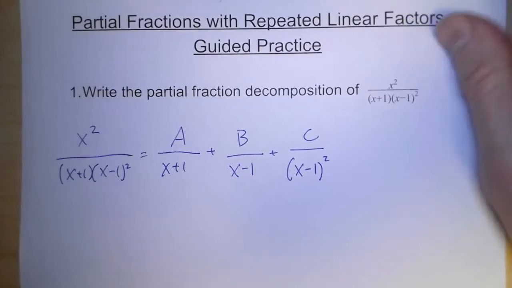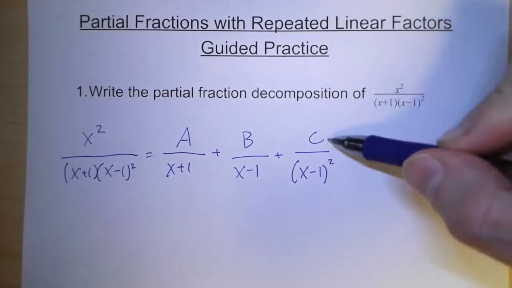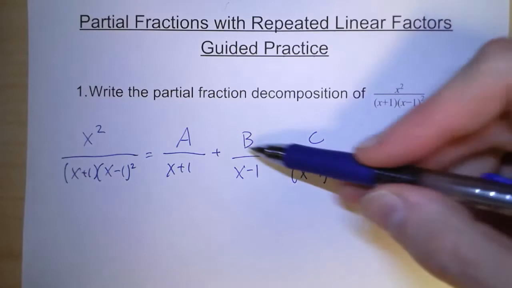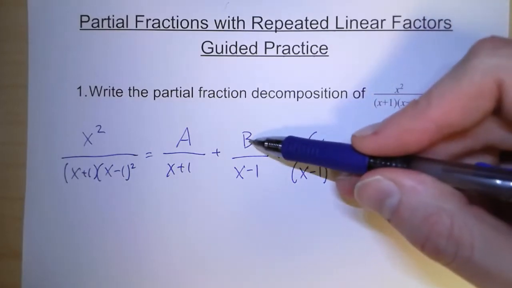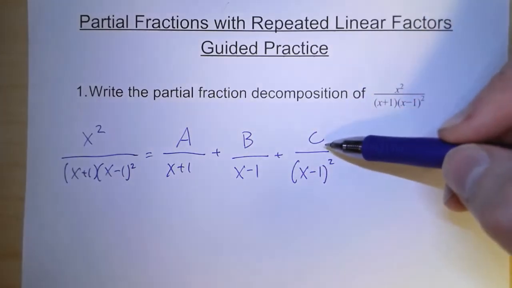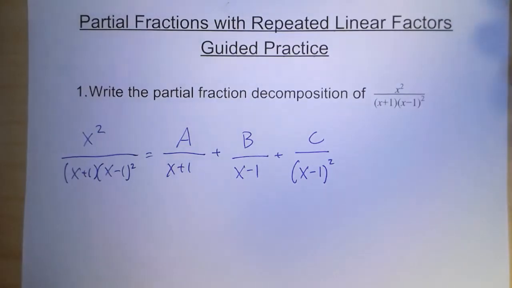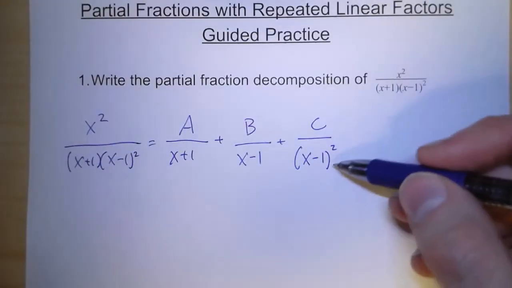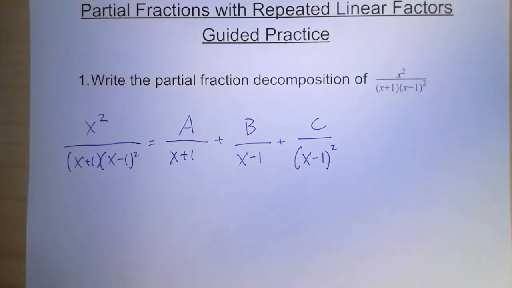Now people will often worry about, well, shouldn't this have a higher degree? No. When you repeat it, you just copy whatever this is. So this is a number, so this will be a number, just different. Now, if this were cubed, we would then write x minus 1 cubed. But we don't have that.